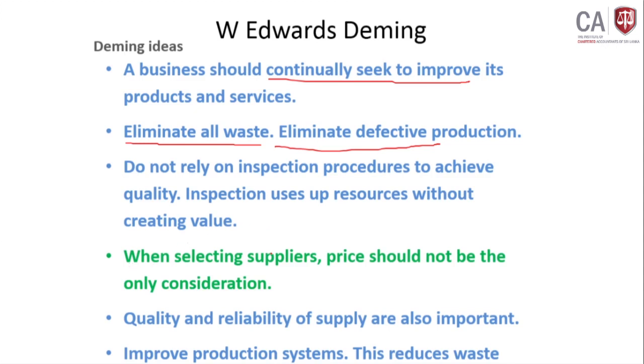When selecting suppliers, prices should not be the only consideration. So prices should not be the only consideration. Who is saying this one? W. Edward Deming is saying. What is he saying? Price should not be the only consideration.